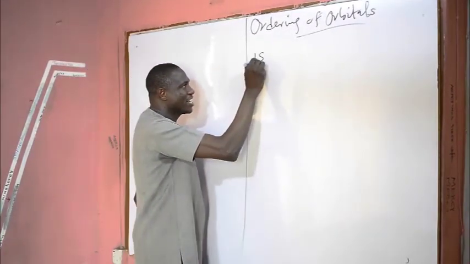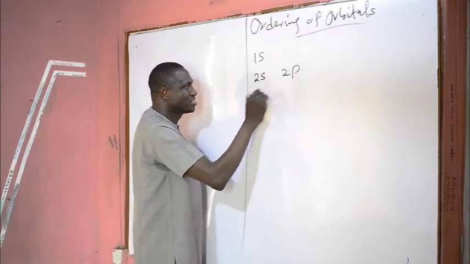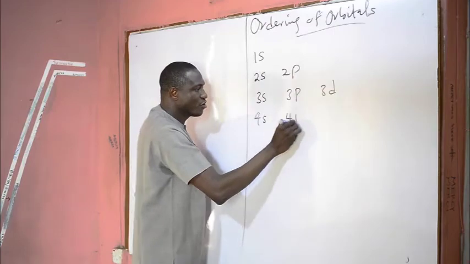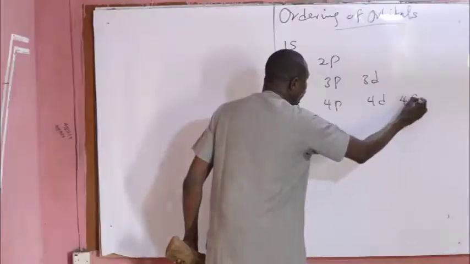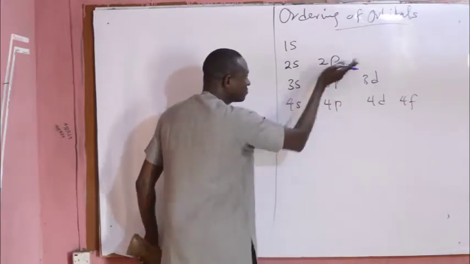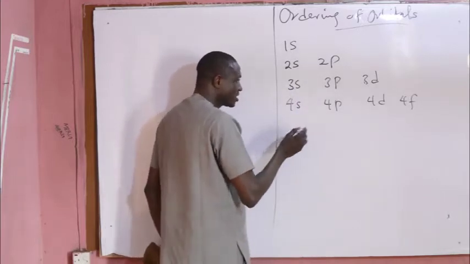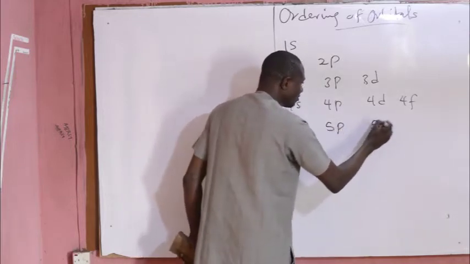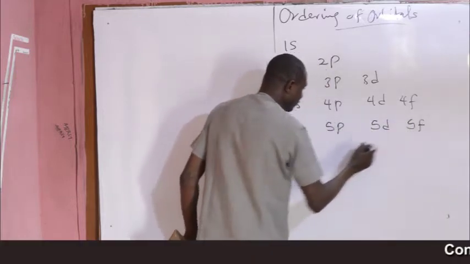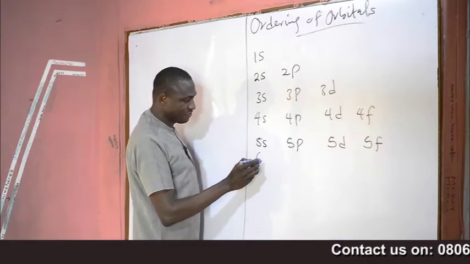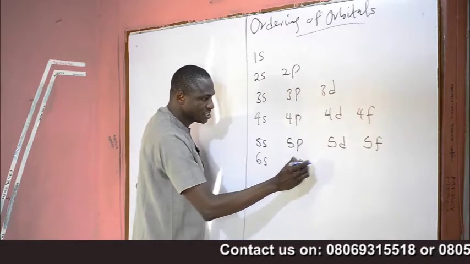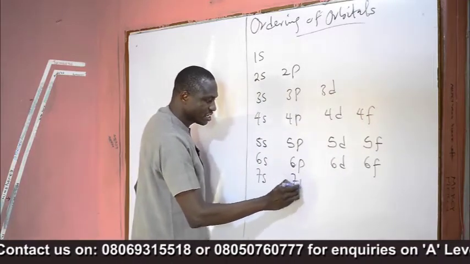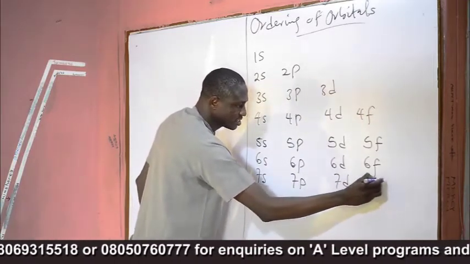So we have 1s, 2s, 2p, 3s, 3p, 3d, 4s, 4p, 4d, 4f, all on the same energy level, depending on the coefficient of the orbital or subshell. Then we have 5s, 5p, 5d, 5f. Then we have 6s, 6p, 6d, 6f, 7s, 7p, 7d, 7f.